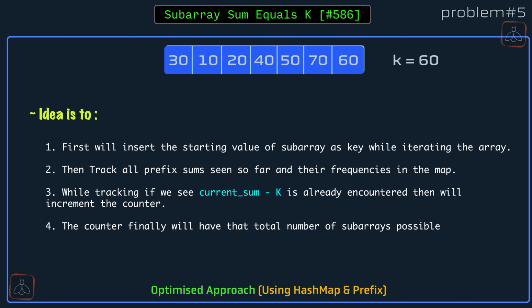So the idea is to first insert the starting value of the subarray as key while iterating the array. Then track all prefix sums seen so far and their frequencies in the map. While tracking, if we see that current sum minus k was already encountered, then we'll increment the counter. The number of times the counter got incremented for a particular prefix, we will have that many subarrays. I know you are finding it hard to understand this logic. Let's take an example with a dry run.